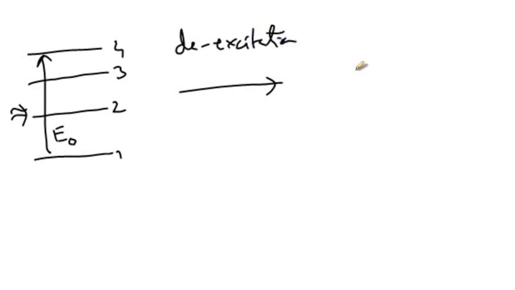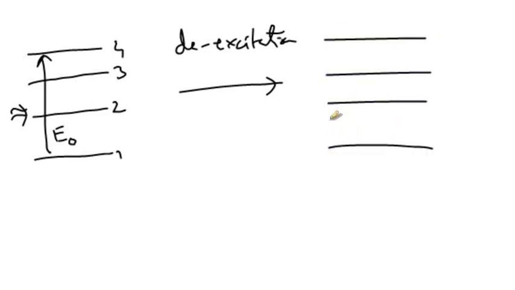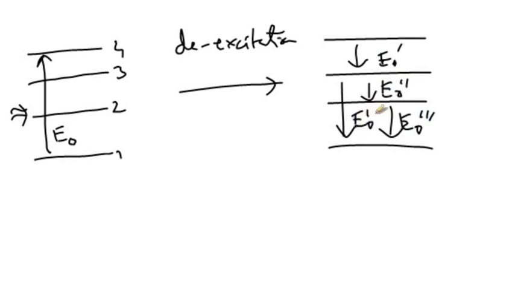You see, during de-excitation, as I was saying, we can have this branch, all of them, they are possible. Even this branch is possible. So only one absorption can cause 1, 2, 3, 4. So we can have, say, E0 prime, E0 double prime, E0 triple prime, and E0 four primes.